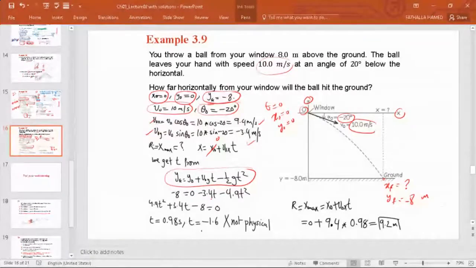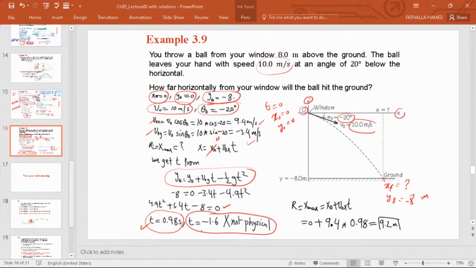y0 is equal to 0, minus 3.4t, minus 4.9t squared. You can take these to the other side, so you have 4.9t squared plus 3.4t minus 8 equal to 0. You can put this in your calculator for a quadratic equation. It will give you t equal to 0.9 seconds and t equal to minus 0.6. And of course, this is wrong. Time should be positive.